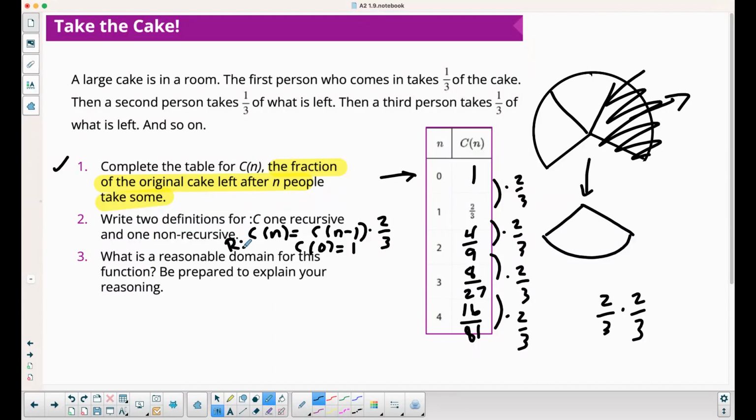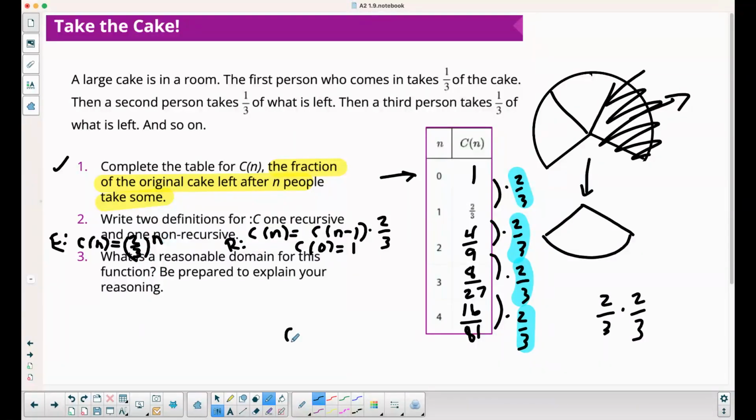Okay, and then my non-recursive formula. So what you notice here is you just basically keep multiplying by 2/3. Okay, so we start with 1, and the only thing we're doing is multiplying by 2/3 over and over again. So what I'm going to do here for my explicit formula, to find the nth term, we're basically just going to take 2/3 to the nth power.